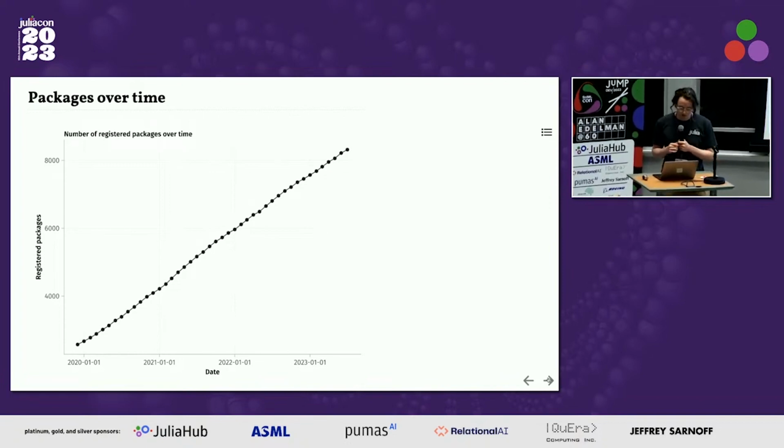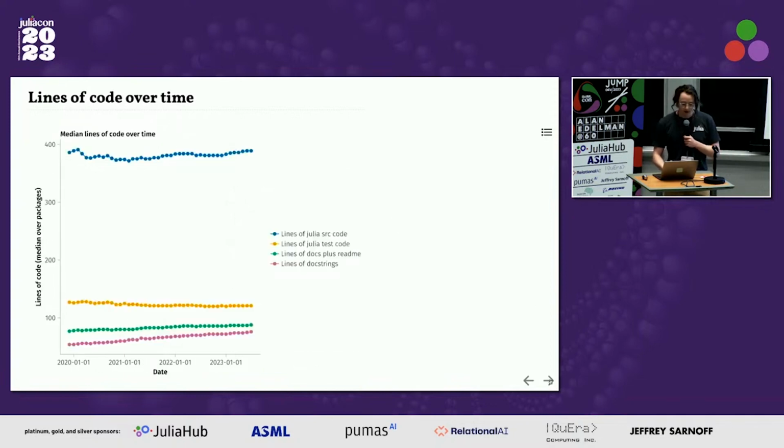things. So here's the number of registered packages over time. It's kind of linear growth since 2020, and right now we're above 8,000 packages. We can also look at the distribution of lines of code over time. This is the median over packages, which seemed to be the most representative. Pretty stable. Packages don't seem to really be getting bigger or smaller. About 400 lines of code is the median.